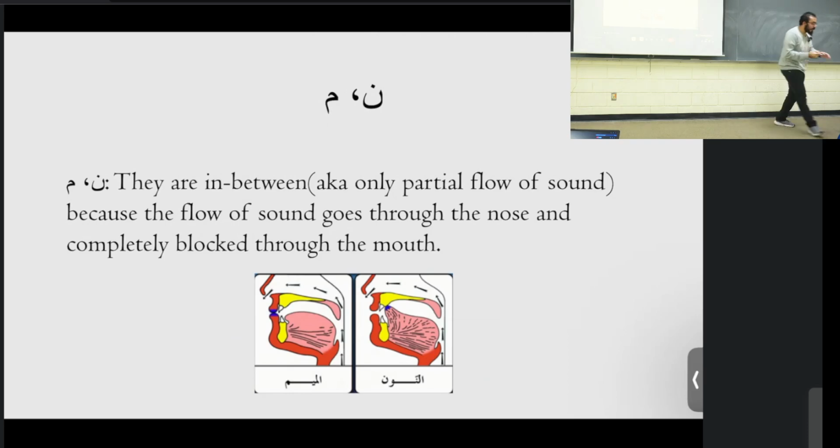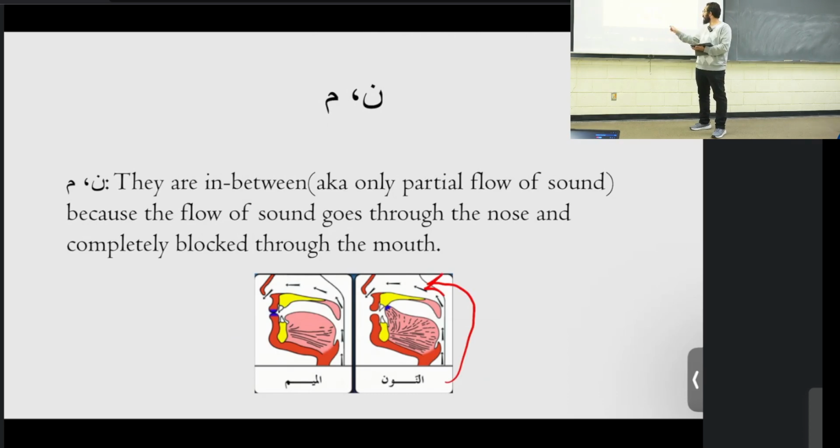So this is the example we had before. Look at the picture. The noon goes from the back and goes through the nose. That's how the sound from the nose comes about, from the vocal cords, and it goes back. And we said if you want to remove your nasalization, this muscle goes back and closes the makhraj. Yeah, we talked about that quite a bit, okay?